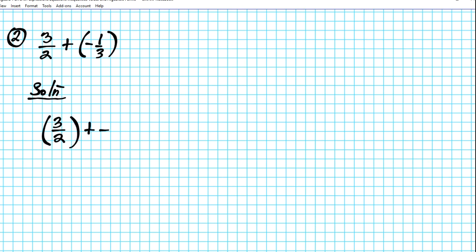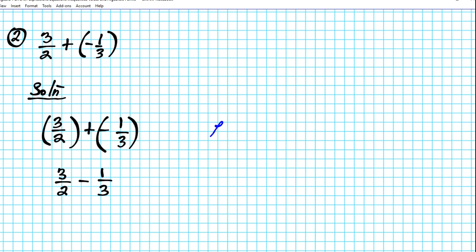We have two adjacent signs next to each other. We have the plus and the minus. We have to fix that problem. So we have to multiply these two signs. Plus times minus is going to be minus, because anytime you multiply different signs, you have a minus. Alright, now let's proceed to find the LCD.